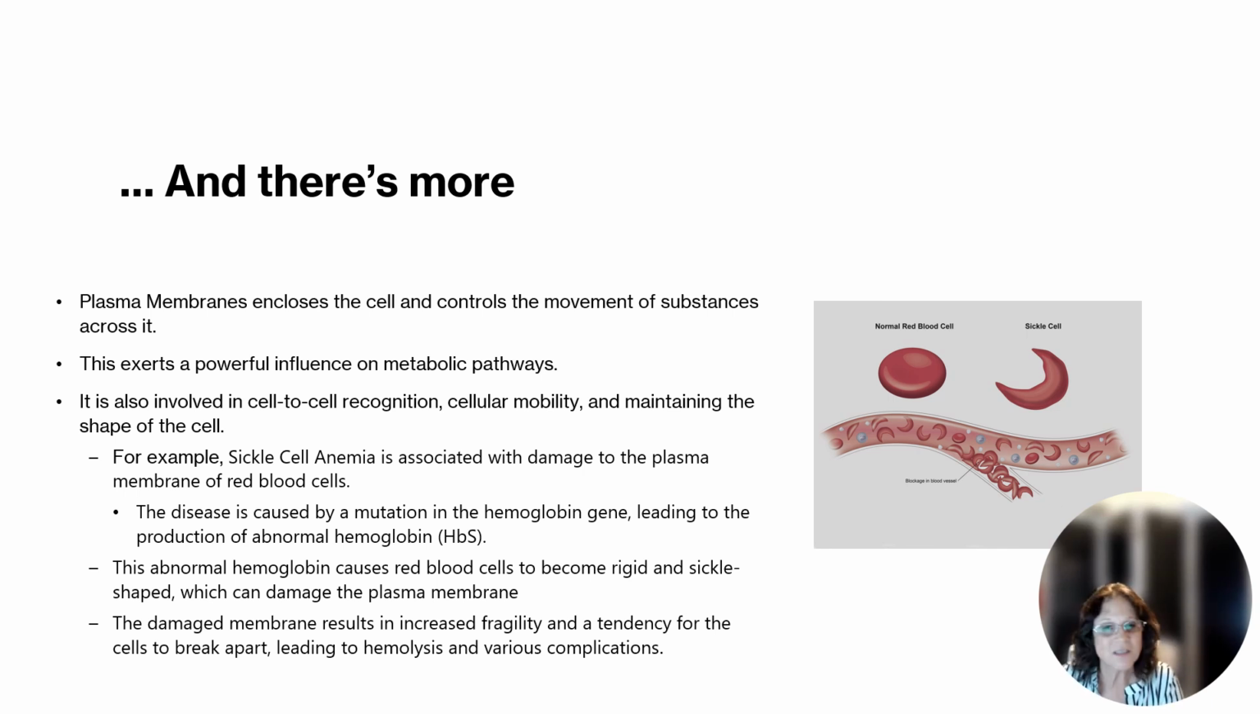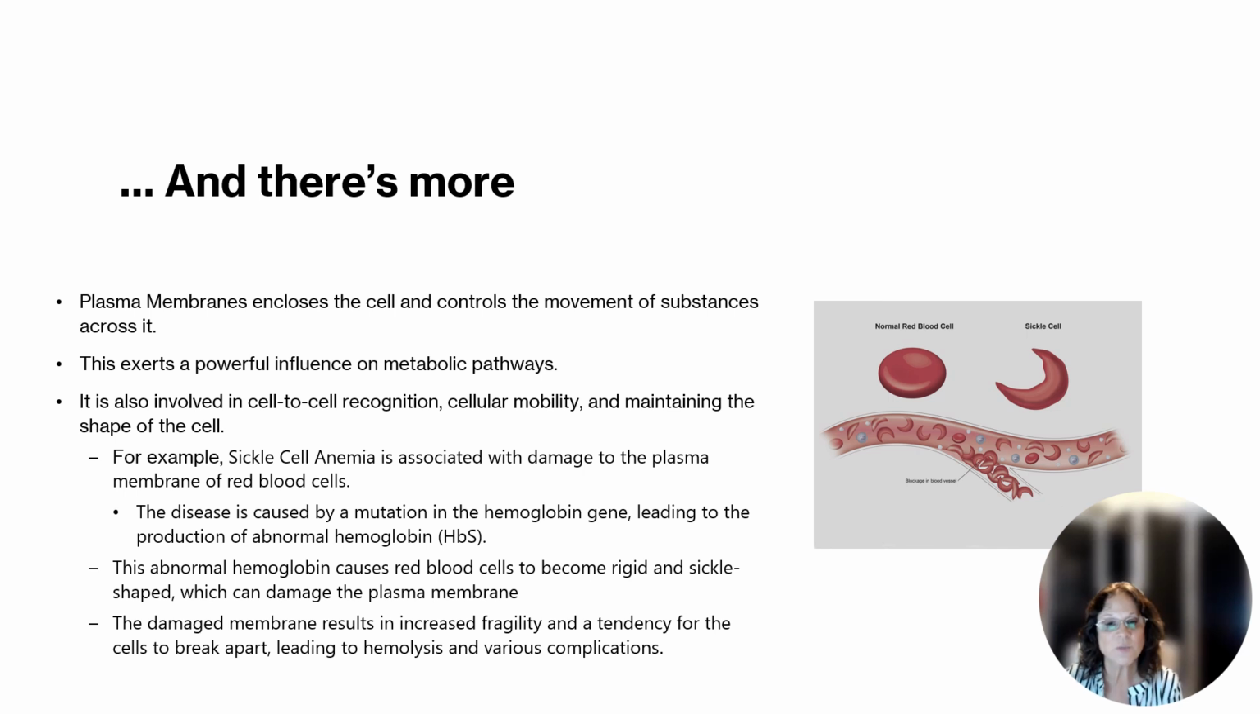Well, with sickle cell anemia, there's damage to the plasma membrane of those red blood cells. This is actually caused by an inherited genetic mutation in the hemoglobin gene, and it causes a production of an abnormal hemoglobin that is referred to as HbS, and the S stands for, you guessed it, sickle, for sickle cell anemia, right? So the abnormal hemoglobin now causes these red blood cells to become stiff, rigid, and take on this weird sickle shape that you see over here in the picture.